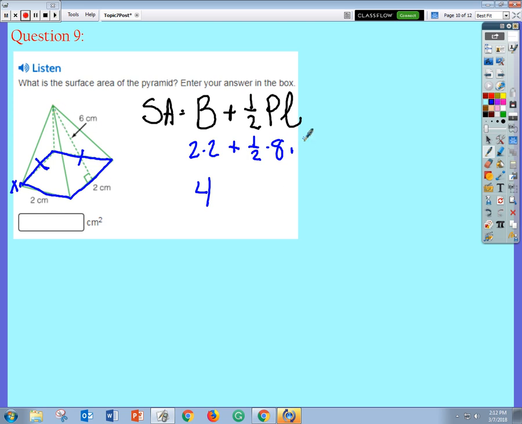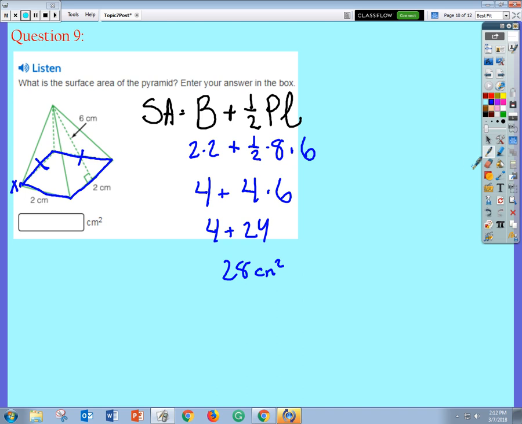which is 6. Let's take a look at what we have here. We do half of 8. Half of 8 gives us 4. 4 times 6. 6 times 4 is 24. 4 plus 24 gives me 28, and that's 28 square centimeters.